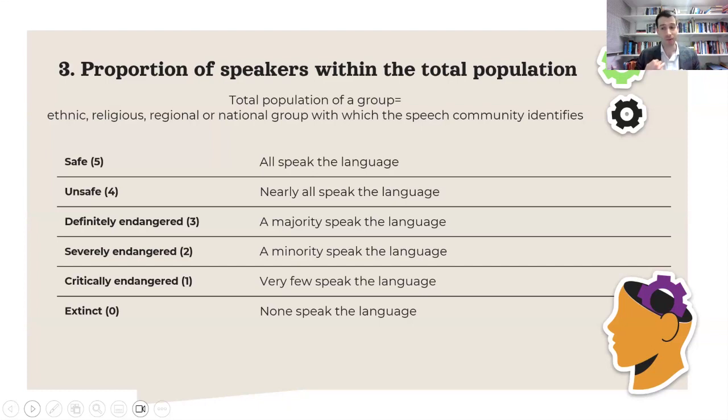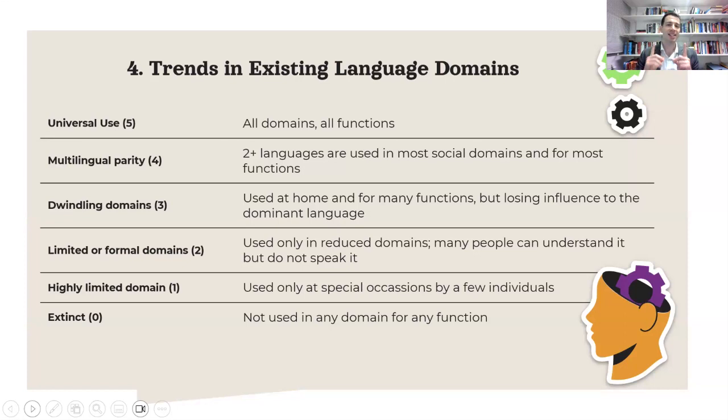Critically endangered if very few speak the language. And extinct, quote unquote, if none speak the language. Now, trends in existing language domains. This is really important and is often overlooked. In what domains and for which functions is the language in question used? Well, if it's universally used for all domains and functions, then that's perfect.